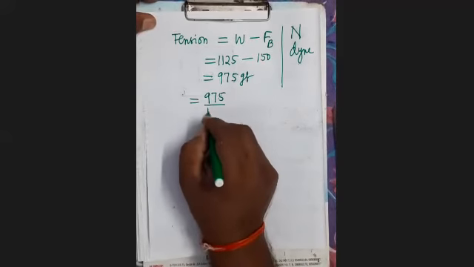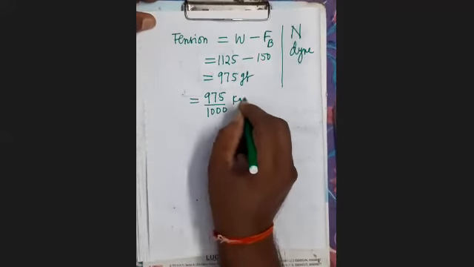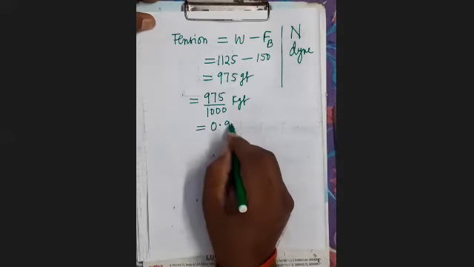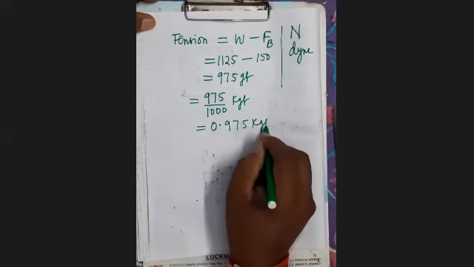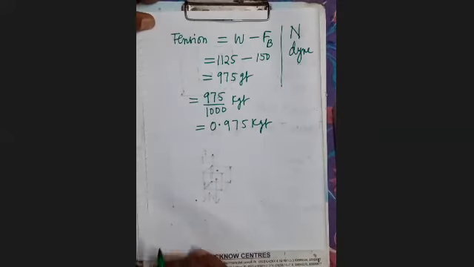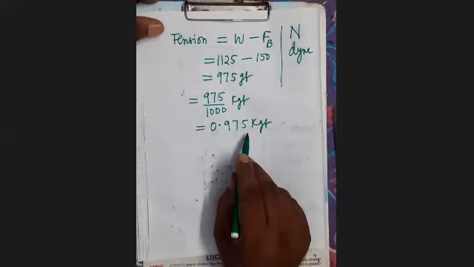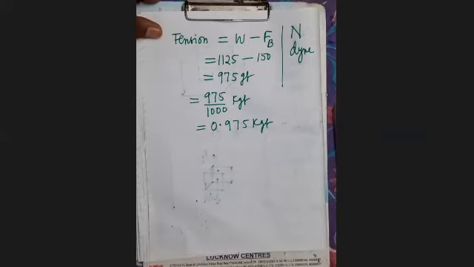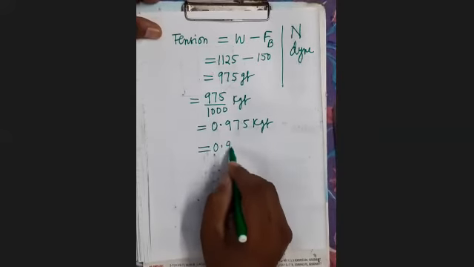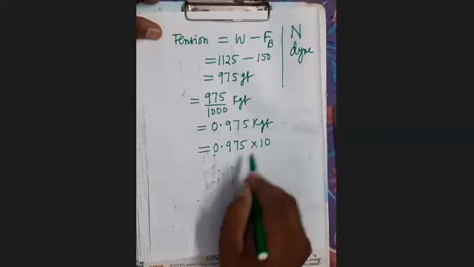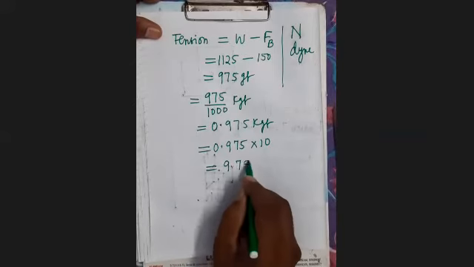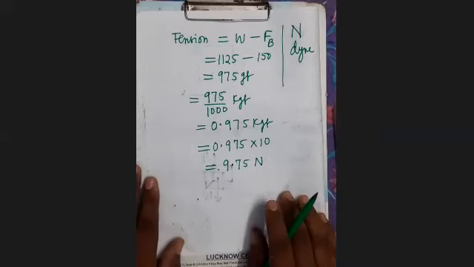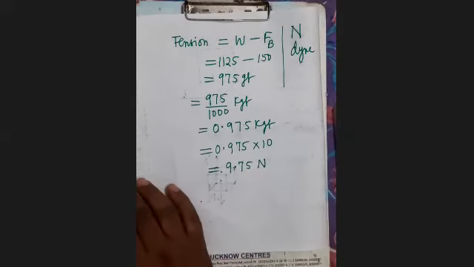So 975 upon 1000 kilogram force. So it will be equal to how much? 0.975 kilogram force. How will you convert in Newton? By multiplying with the value of G, which is in meter per second square. And it is already given in the question, 10. So 0.975 into 10, that is equal to 9.75 Newton. So whether it is clear, you can inform me whether this point is clear or not.